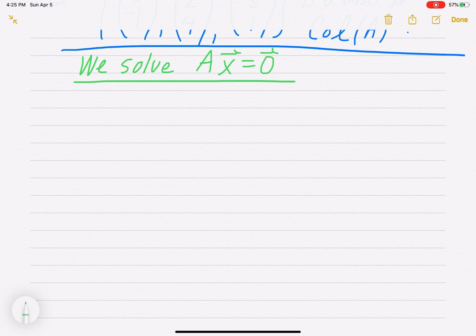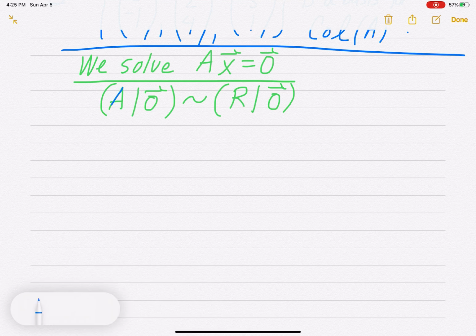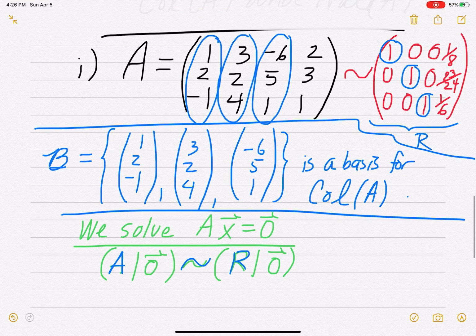So the homogeneous equation, you write it in an augmented form, right? A augmented with the 0 vector. It's the same thing as solving AX equals 0. That's going to row reduce to R augmented with 0, where R is the reduced row echelon form of A. So we row reduce A here, it row reduces to R. And when you row reduce 0, it just stays the 0 vector. That's not going to change. All right, so what do we have?